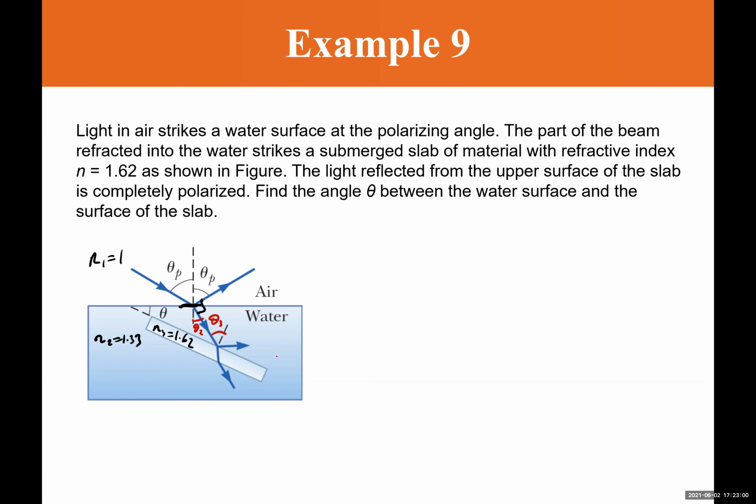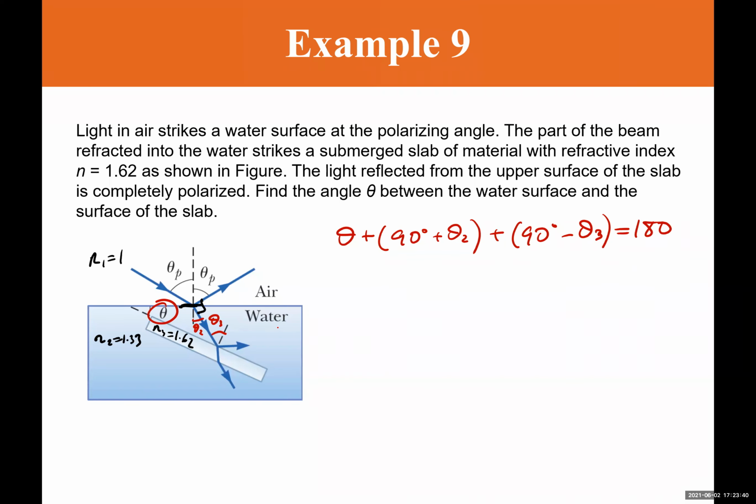Now, you can see there's also the theta over there, which is the angle that the slab makes with the water. Okay. They're all related, where theta plus 90 degrees plus theta 2, right? So 90 plus theta 2 plus 90 degrees minus theta 3, and this equals 180. All right.